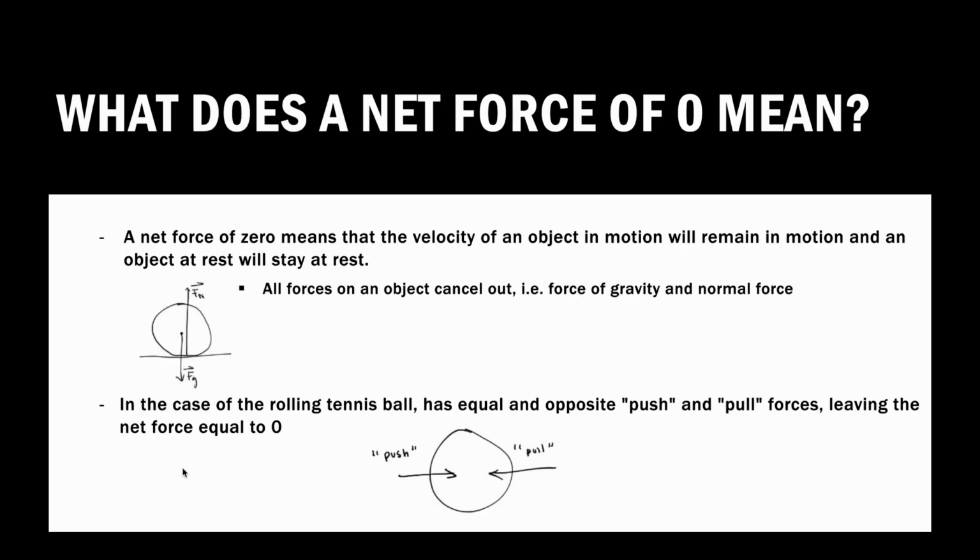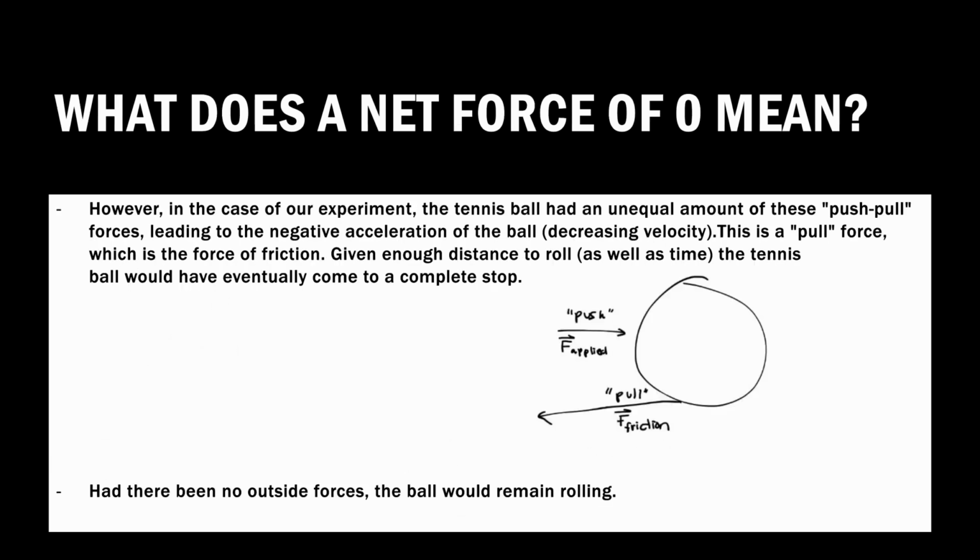And so a net force of 0 means that the velocity of an object in motion will remain in motion and an object at rest will stay at rest as long as there are no forces acting upon it. This means that either there are no forces or that all the forces on an object cancel out, like the force of gravity and the normal force. In the case of the rolling tennis ball, it has equal and opposite push and pull forces, leaving the F net equals 0. So this push is like the applied force, and then this pull may be friction here, assuming the net force of 0.